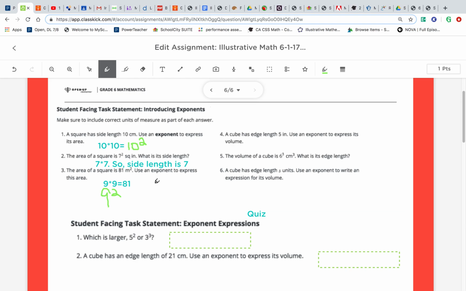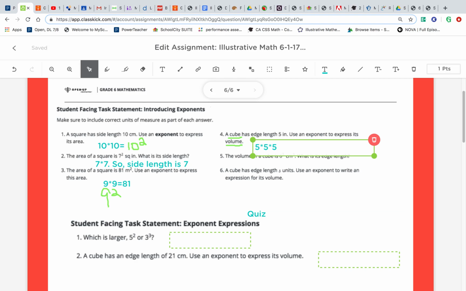All right, for number 4, it says a cube has edge length 5 inches. Use an exponent to express its volume. Okay, so volume's a key word here. How do we find the volume? Is it base times height? No. Volume involves 3 measurements that we have to multiply. Length times width times height, right? But because it's a cube, we know that those are all the same. So they have to all be 5. So length times width times height is really going to be 5 times 5 times 5.